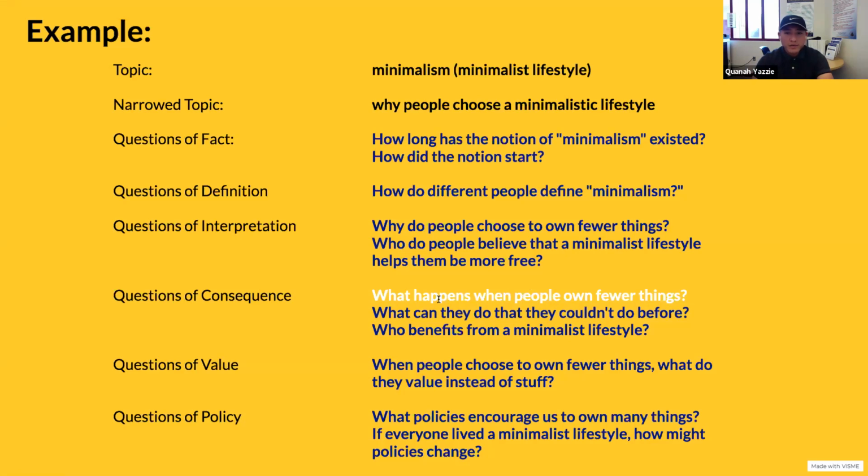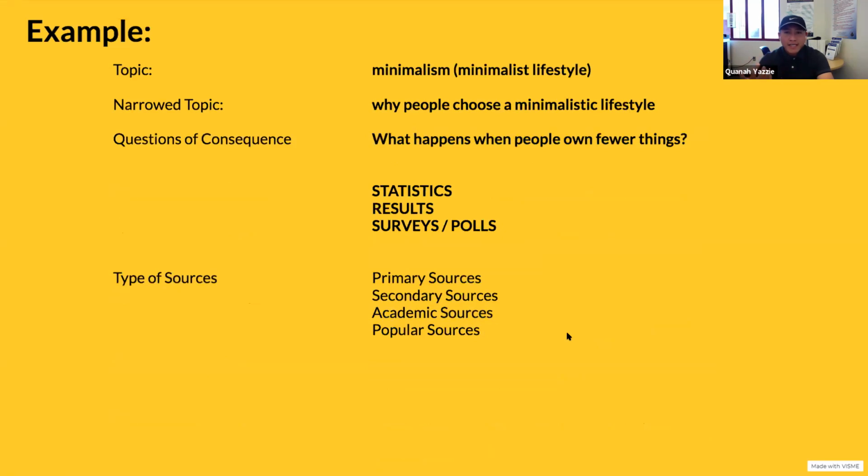So let's say I'm pulling this question here: what happens when people own fewer things? It's the question of consequence. Our main goal with this question is that we want statistics, right? We want results. We want surveys and polls. We want the results of what happens when people own fewer things.